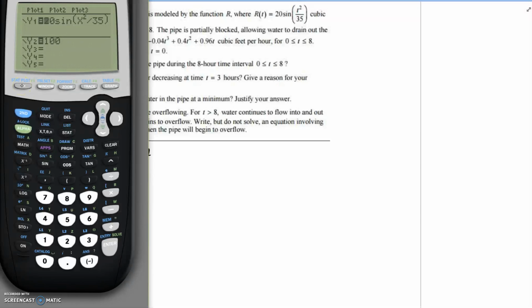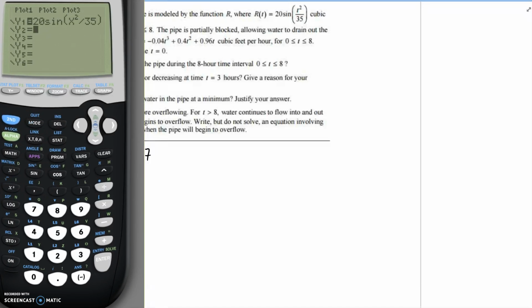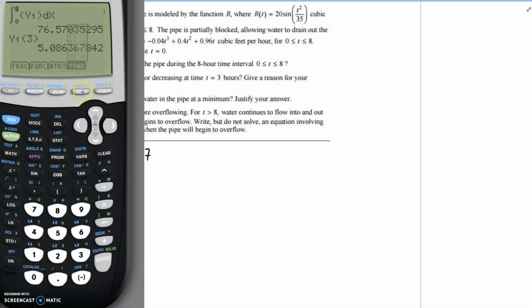I'm going to go back to y equals. I'm going to plug d of t into y1. d of t is negative 0.04 t cubed plus 0.4 t squared plus 0.96 t. And I'm going to evaluate the function that I have stored in y1, which is the rate in, and the function that I have stored in y2, which is the rate out.